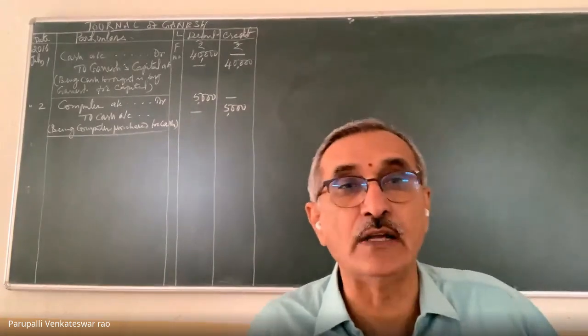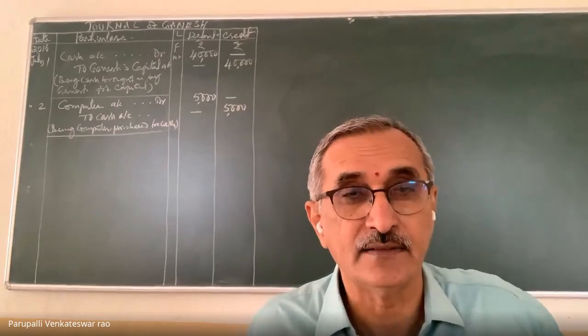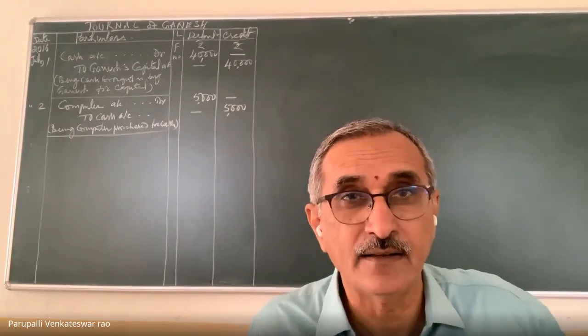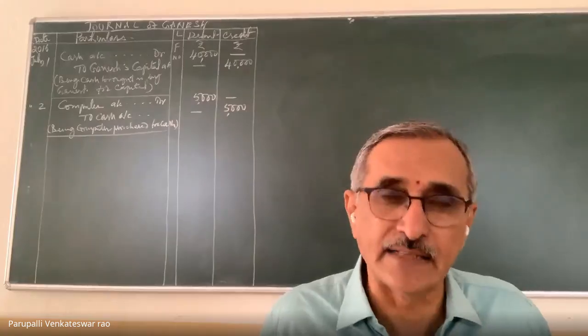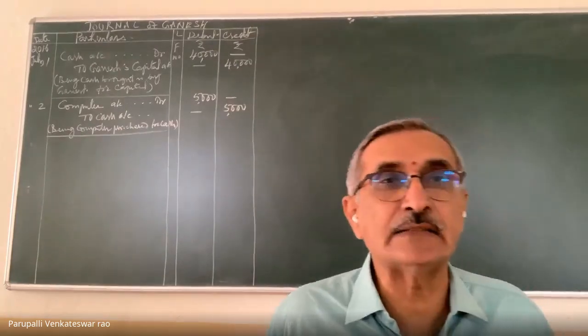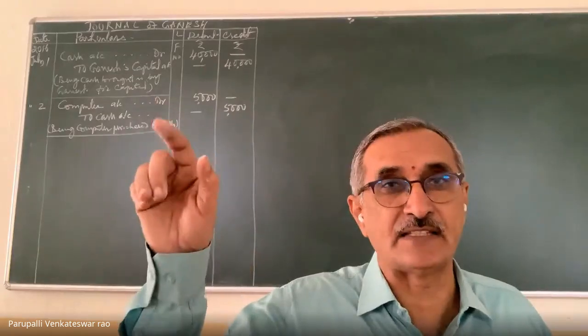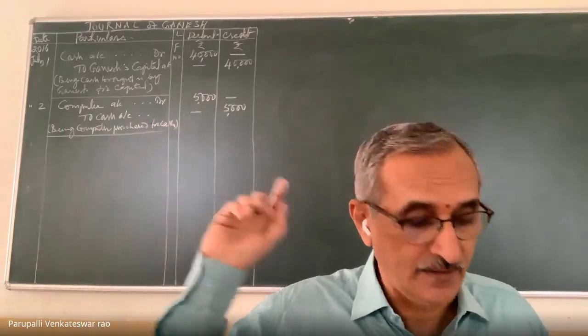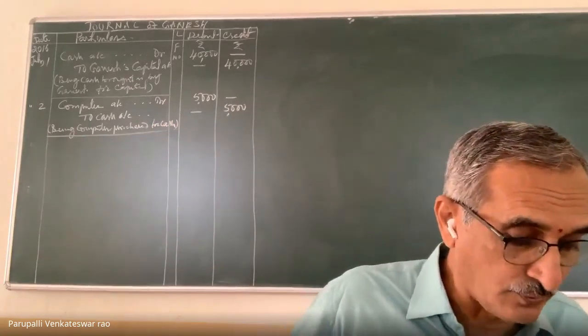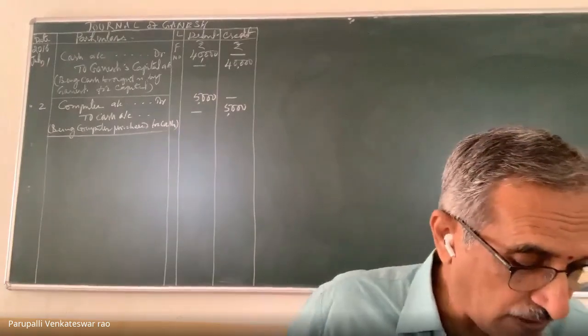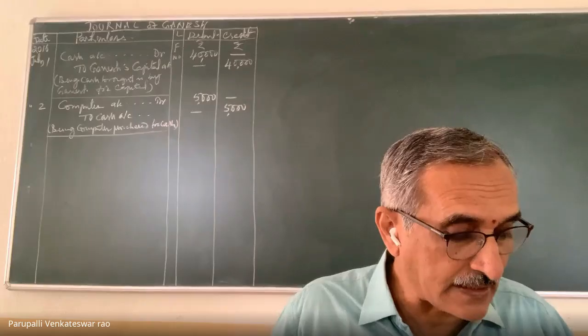So the entry is: cash is going out, Shankar is the receiver. Shankar account debtor to cash account. Write it, note it down. Shankar's account, apostrophe S, for personal names. Shankar's account debtor 4,000 to cash account 4,000.